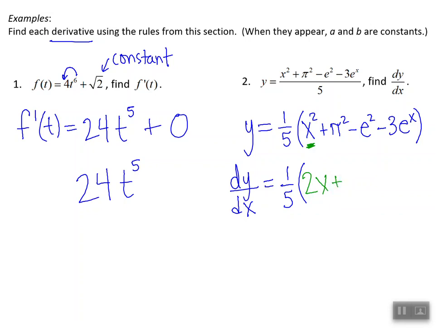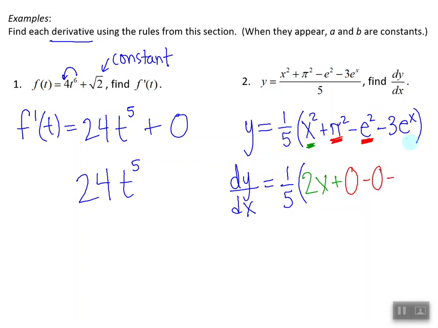Plus, pi is a constant, therefore pi squared is a constant, and the derivative of a constant is 0. Minus, e is a constant. E doesn't have an exponent with a variable here, so this one is also a constant. E squared, its derivative is 0.